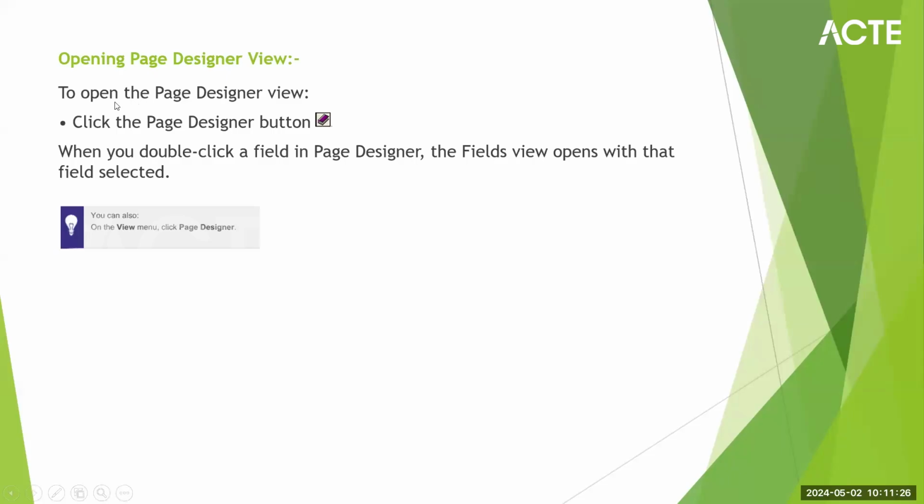Opening Page Designer view. So how to open a Page Designer view? To open Page Designer, click on the Page Designer button available on the manuscript. When you double click a field in Page Designer, Field View opens with that field selected. On the left side of the manuscript, you can see all the fields available in that particular manuscript. When you double click on any field ID, the details of that ID will be displayed on the right tab. The other way, the shortcut, is the View menu and click Page Designer.